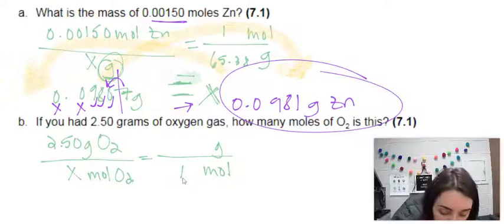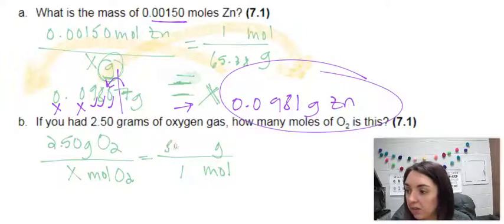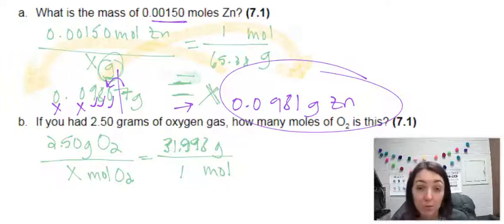So if I do 15.999 times 2, I get 31.998 as my molar mass of O2. So again, it's O2, so make sure you add up 2 O's there. Notice how my mass is on the top for every 1 mole on the bottom because I flipped it.